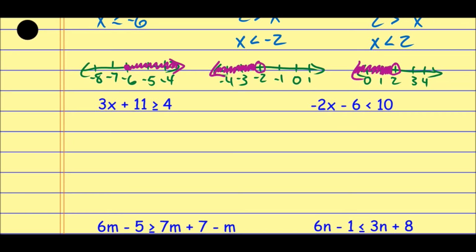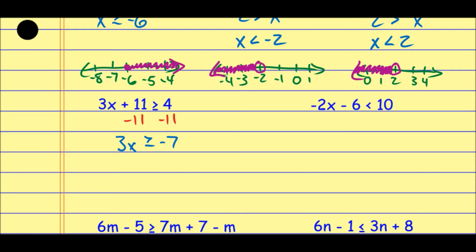If I look at these guys now, a couple more steps are added in here. Once again, if this was an equation, if I was looking at 3x plus 11 equals 4, remember I undo addition and subtraction first, then I undo multiplication and division. It's no different here. So I undo the addition first by subtracting 11 from each side, because remember, I'm working backwards through order of operations. So I get 3x is greater than or equal to, looks like a negative 7.